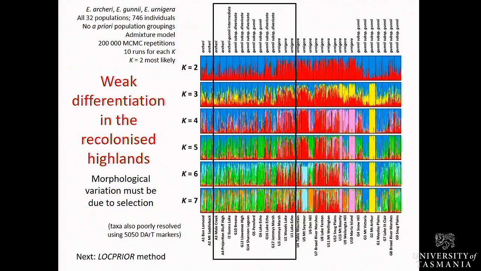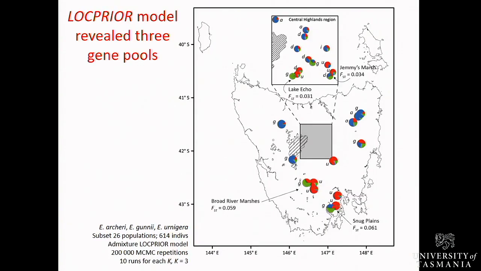I've used structure quite a lot, but I haven't ever used the LocPrior method, but I read that that's a good one to use when you get this really low differentiation. The LocPrior method includes some location information for those populations. So I ran that, and we did manage to tease apart some gene pools there, and it does look like there's these 3 gene pools coming into contact on the plateau. We've got a gene pool that corresponds to the northern archeri and gunnii in blue. We've got a southern gunnii gene pool and an Ernidra gene pool. But on the central plateau, there is a mixing pot where these populations meet.